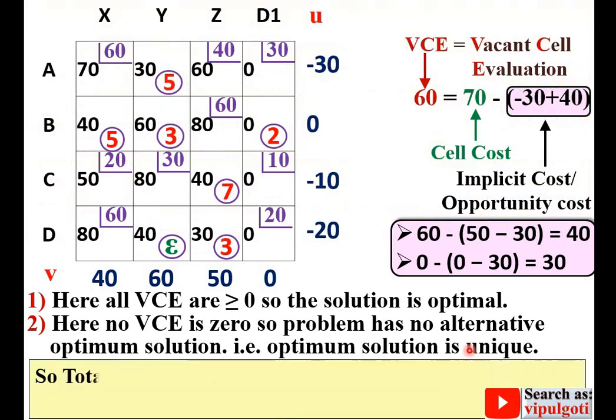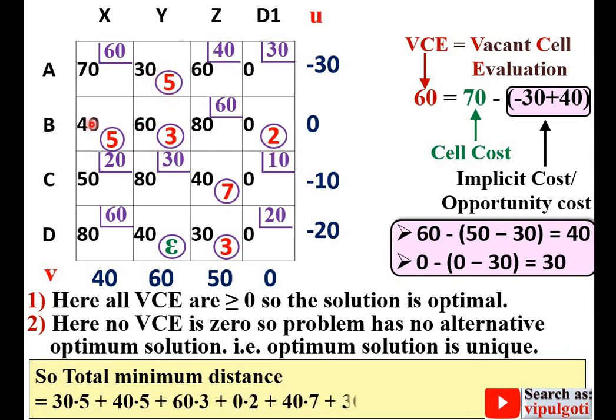So I can find 13 into 5 plus 14 into 5 plus 16 into 3 plus 0 into 2 plus 14 into 7 plus 13 into 3, and that is 900 kilometers. Here epsilon is a very small value, and so 40 into epsilon is once again a very small value, so you can ignore it over here. So this is your final answer, the total minimum transportation distance.